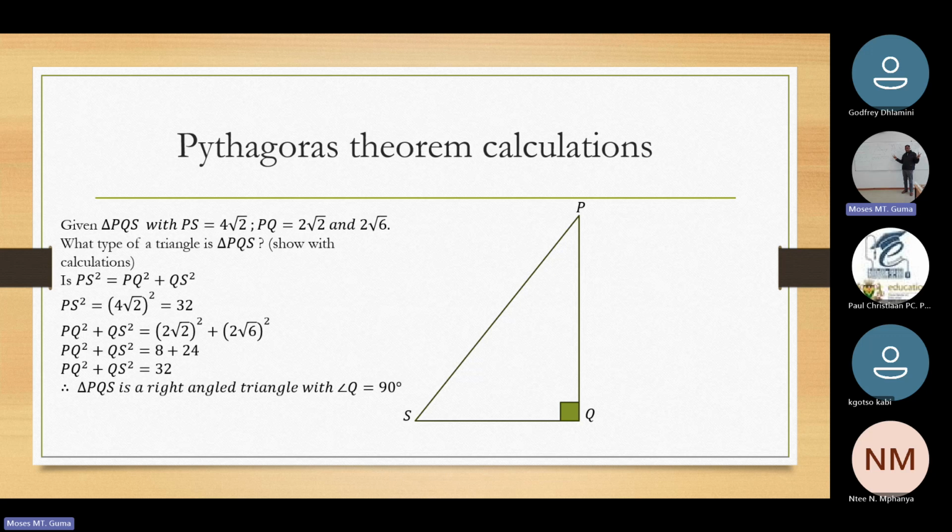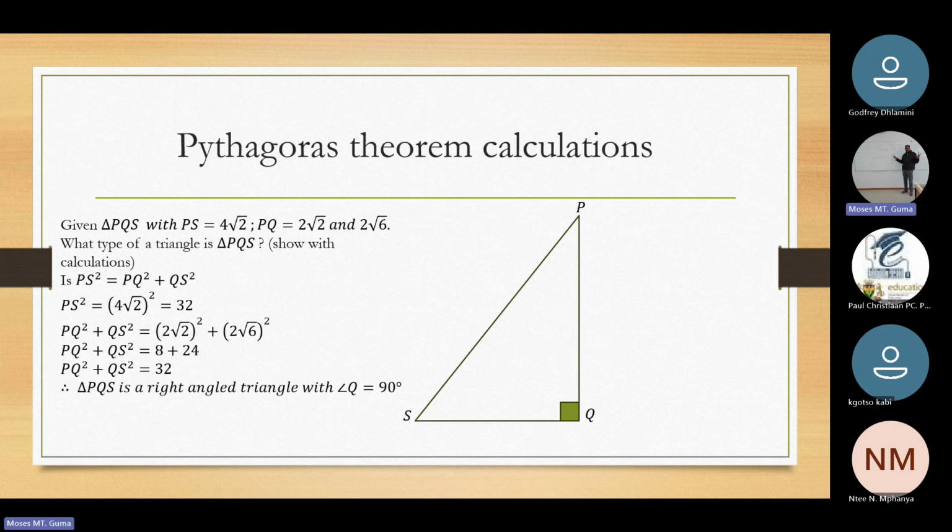There is triangle PQS now. And we tell you that PS is 4 root 2, PQ is 2 root 2, and QS is 2 root 6. Now, we want to know what type of triangle PQS is, and you must show with calculations. We did not say it is a right-angled triangle. We want to know from you what type of triangle it is.